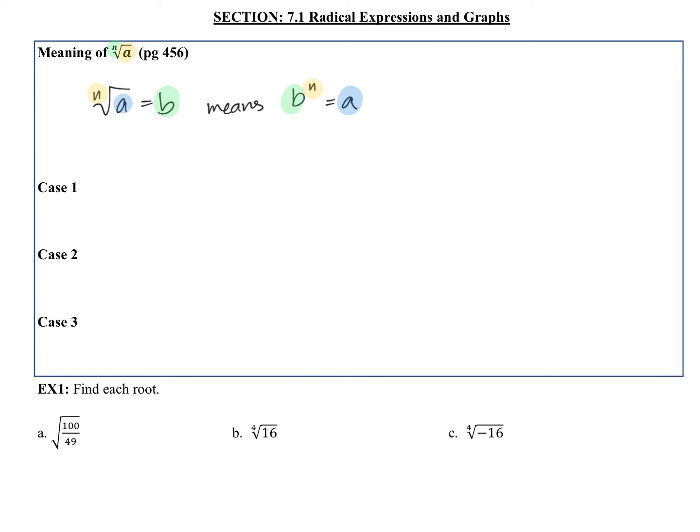So for example, the square root of 100 equals what? Well, what times itself gives me 100? 10, right? This is saying the same thing as 10 squared equals 100. The nth root, when I raise it to the nth power, I get the item on the inside.